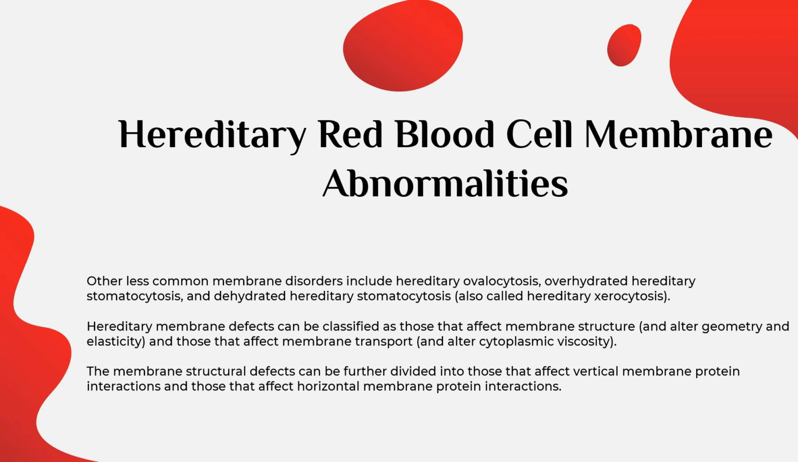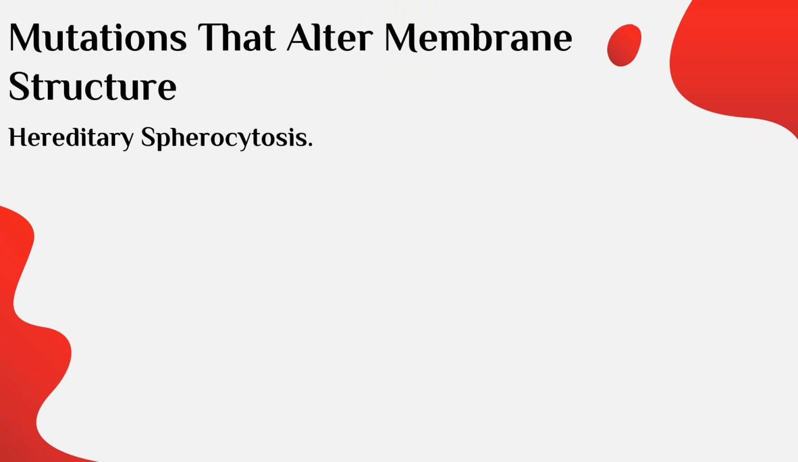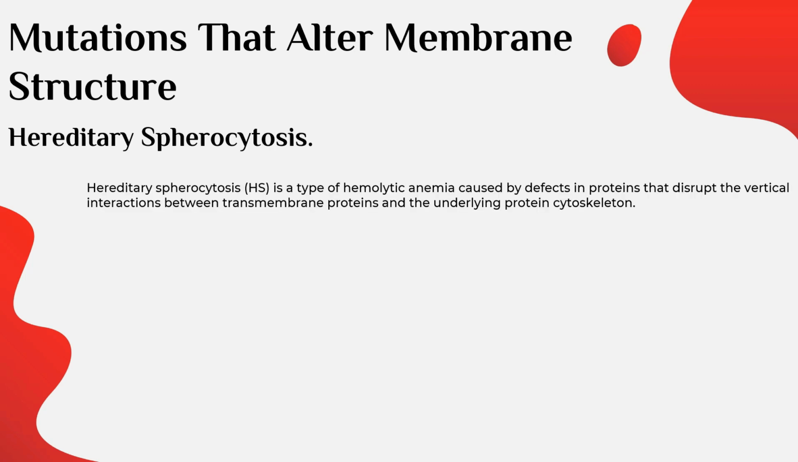The membrane structural defects can be further divided into those that affect vertical membrane protein interactions and those that affect horizontal membrane protein interactions. Mutations that alter membrane structure: hereditary spherocytosis. Hereditary spherocytosis is a type of hemolytic anemia caused by defects in proteins that disrupt the vertical interactions between transmembrane proteins and the underlying protein cytoskeleton.